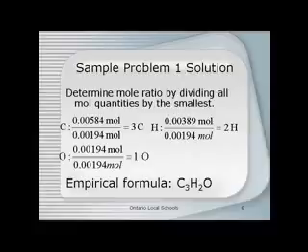So the mole ratio is 3 moles of carbon for every 2 moles of hydrogen for every 1 mole of oxygen. And now we can write the empirical formula, C3H2O.